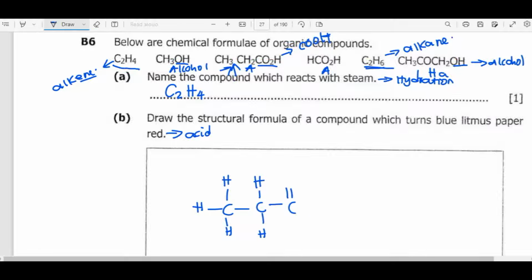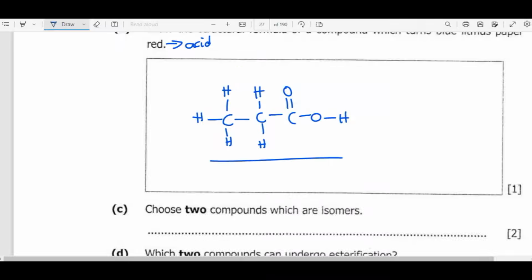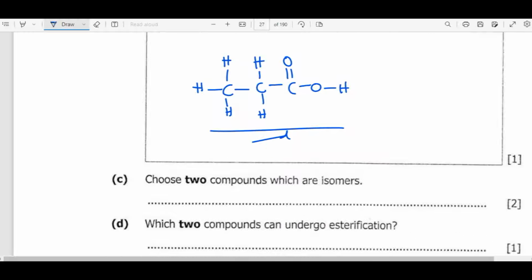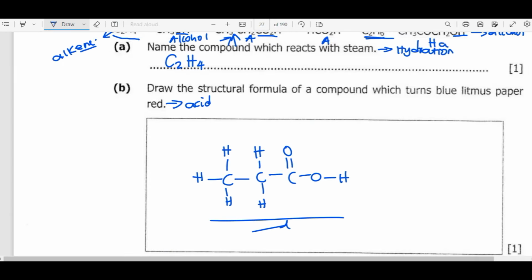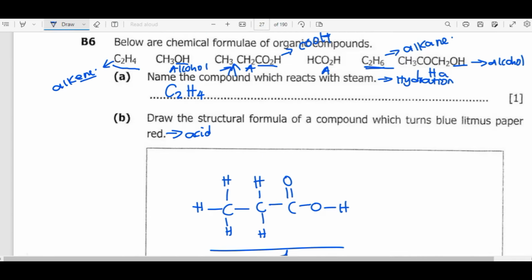So the carbon will have a double bond here, then OH. So this is the structure of a carboxylic acid. Then C, choose 2 compounds which are isomers. Isomers have the same chemical formula but different structural formula. So we need to look at 2 compounds and we can see that the formula must be the same.